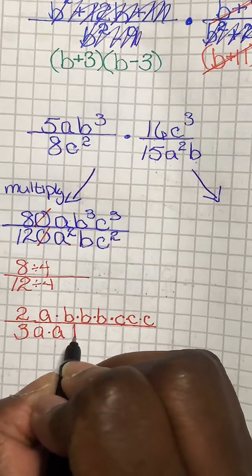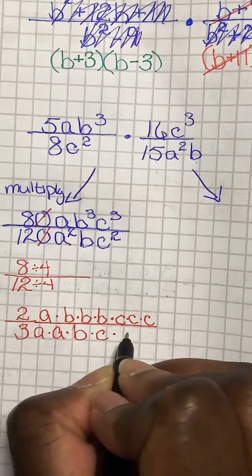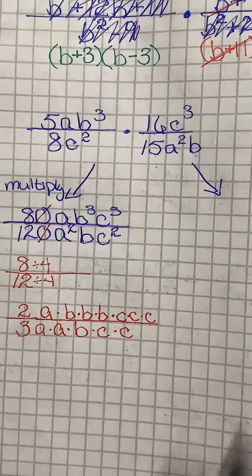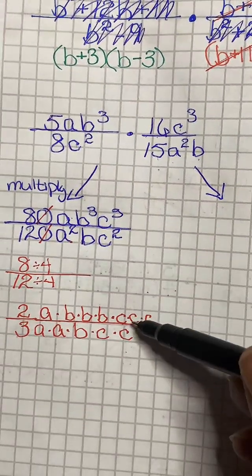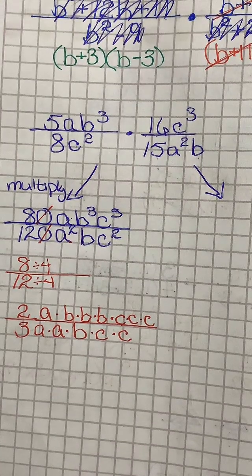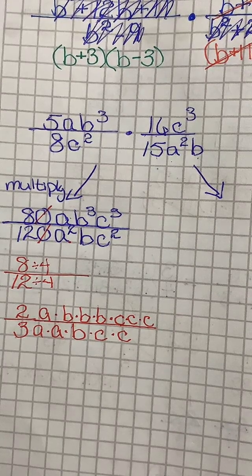In the denominator, I have 1 b, and I have 2 c's, because c squared is c times c. C cubed is c times c times c. Okay? All right? So this is what's actually happening. Because sometimes I think people get so caught up with when you're dividing, you're subtracting the exponents.